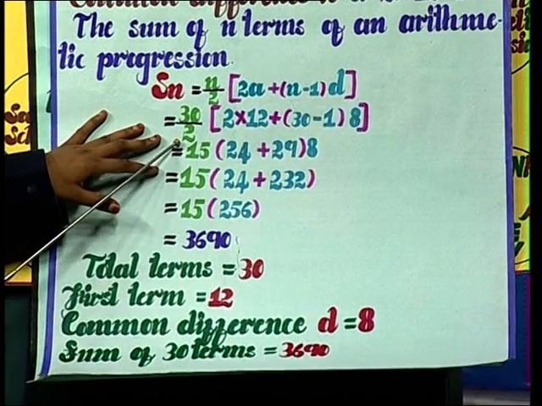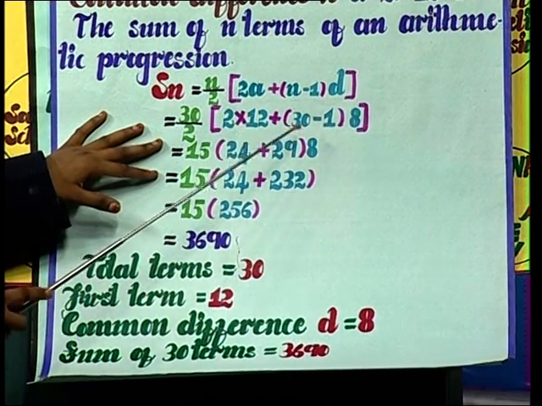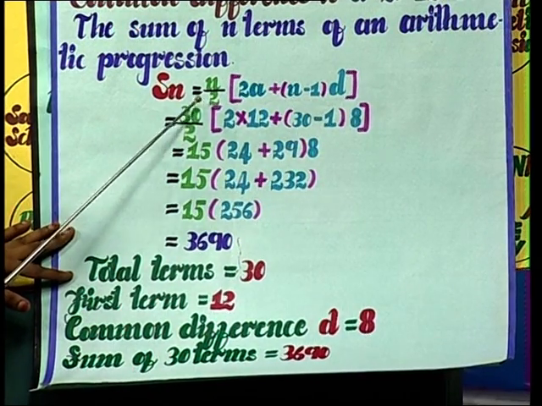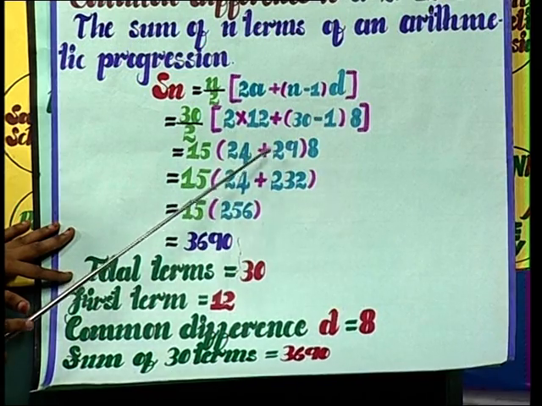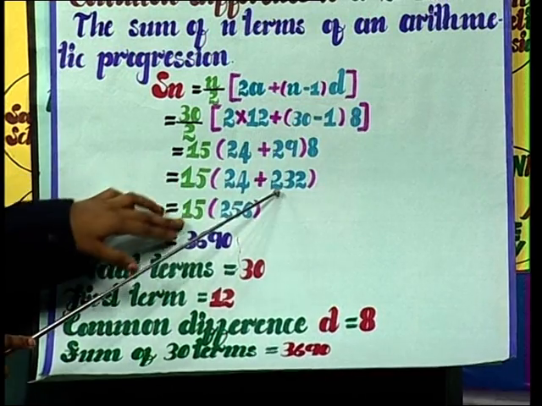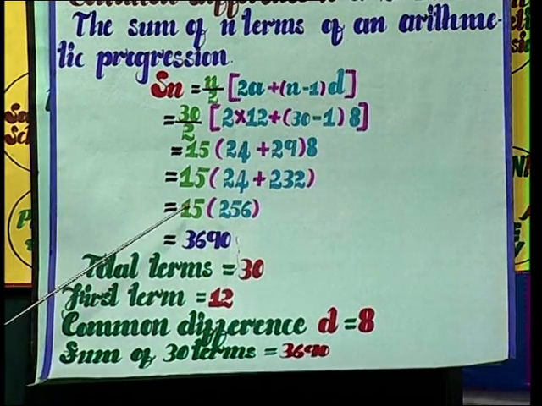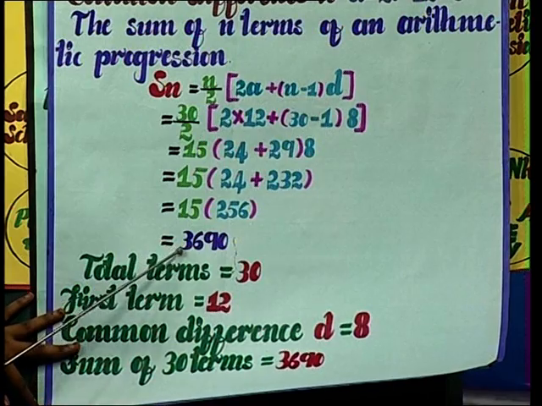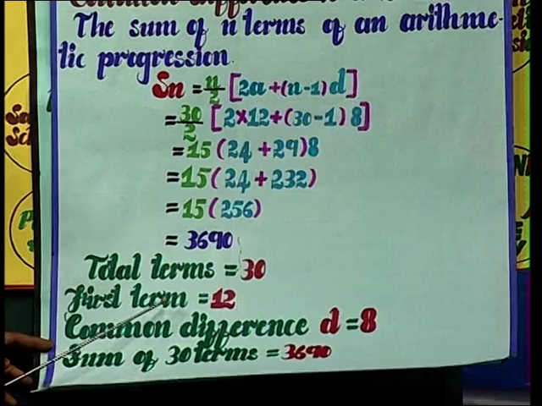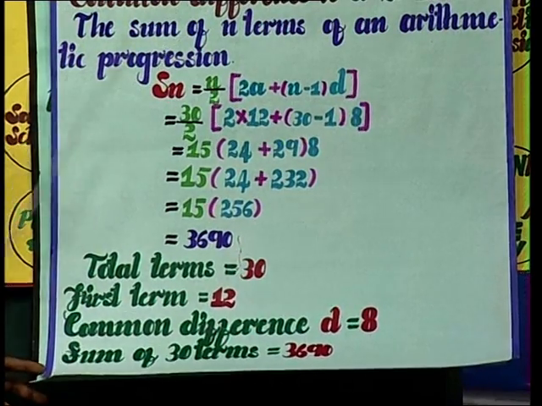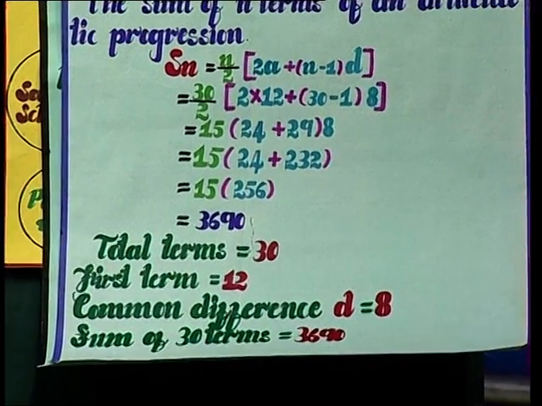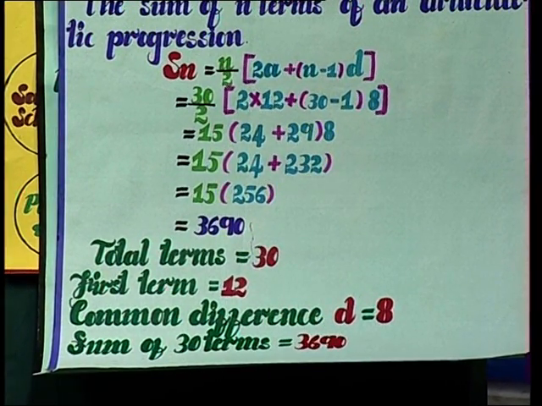So, 30 by 2 into 12 plus 30 minus 1 into 8, and then 2 ones are 2, 15 twos are 30. So, 15 into 24 plus 29 into 8, then 15 into 24 plus 232, then 15 into 256, it becomes 3840. So, the total terms are 30, and the first term in this progression is 12, and with common difference given 8, and the sum of the 30 terms is 3840.